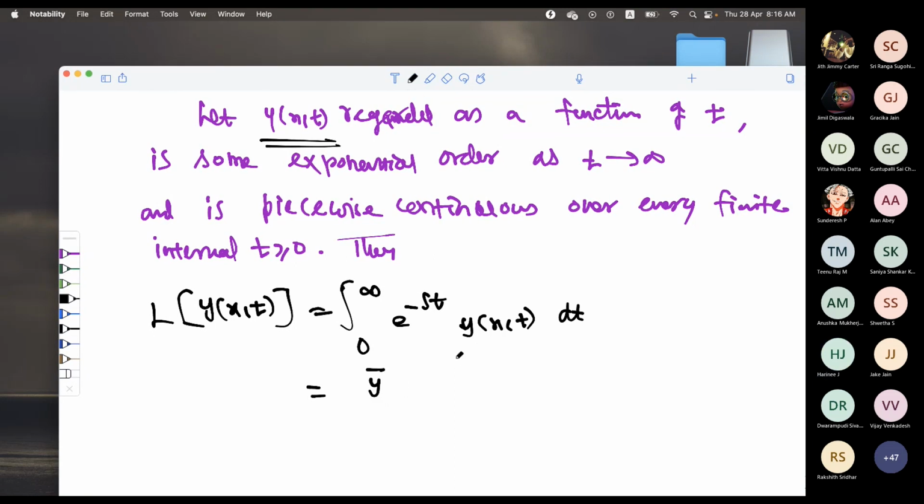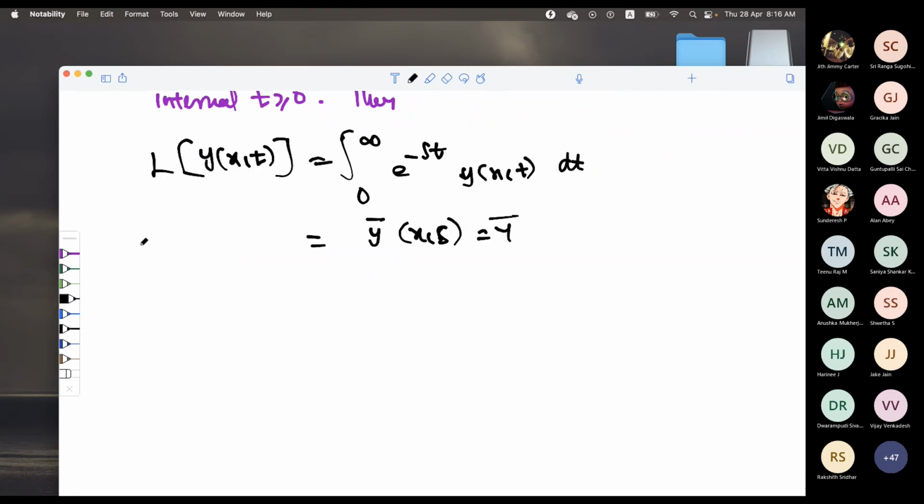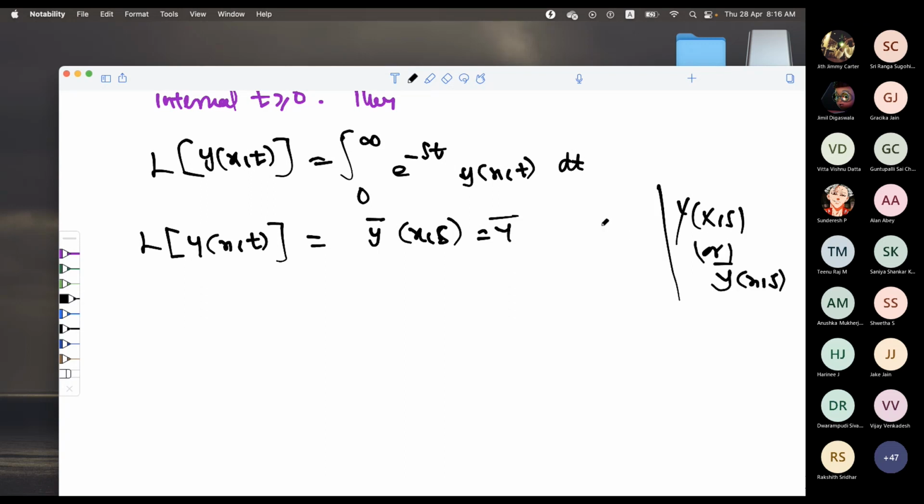Yes, sir. So this is y bar of x comma s. Assuming that, L of y of x comma t can be written as y bar of x comma s. Both have the same meaning. Now the partial derivative with respect to x of this function y is nothing but y sub x of x comma t. Is it clear?